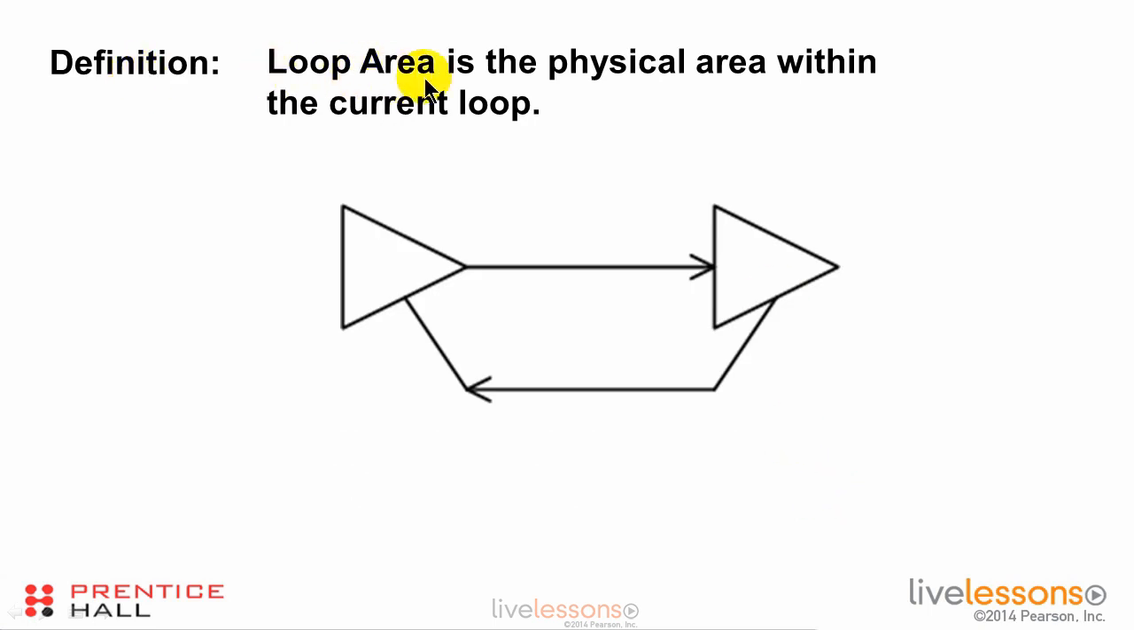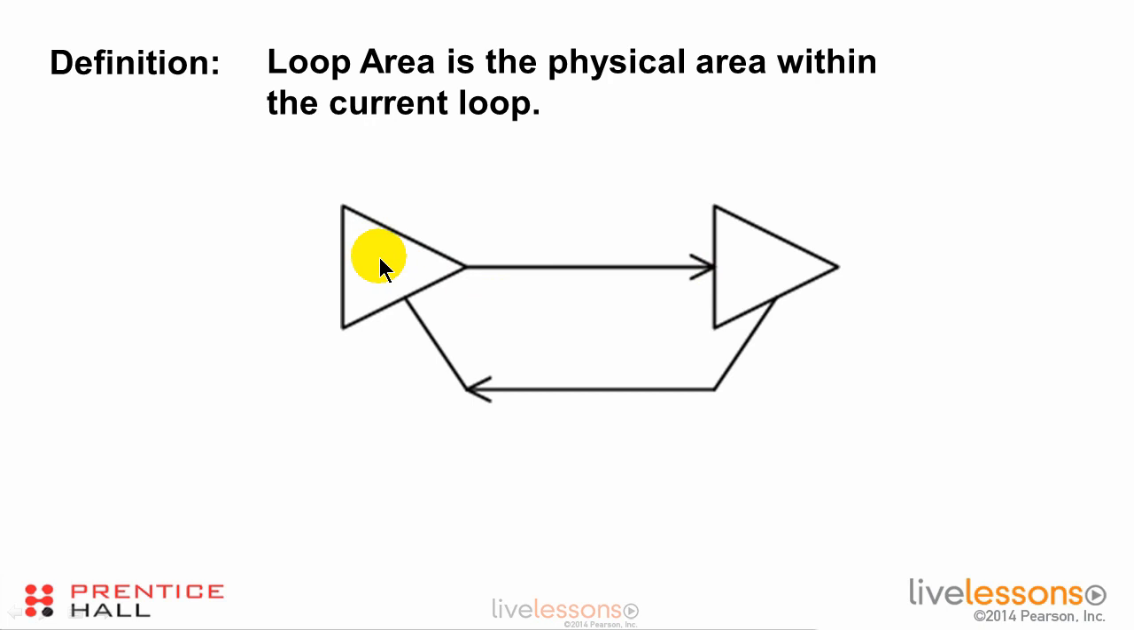Now, if current flows in a loop, then we can define a loop area as the physical area within the current loop. Say we have a driver, and there's a trace down to a receiver. The return is on the plane directly underneath the trace. That's a relatively easy kind of geometry to think about. The loop area is the length of the trace times the height above the plane.